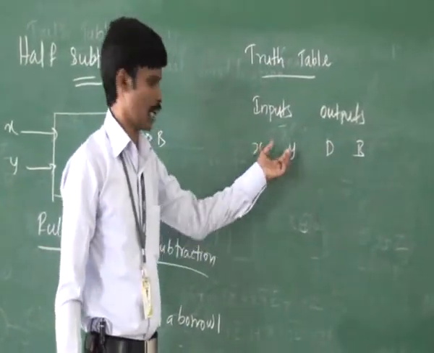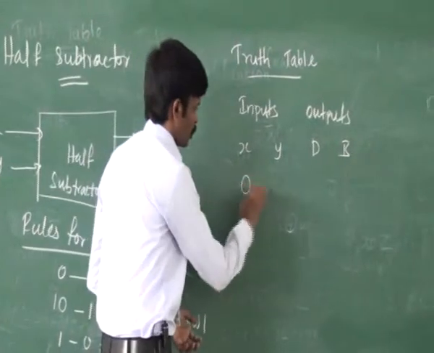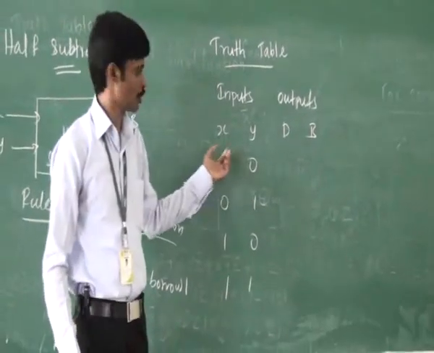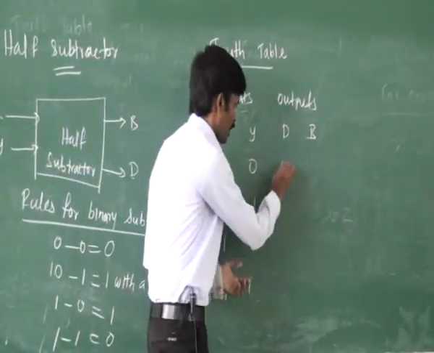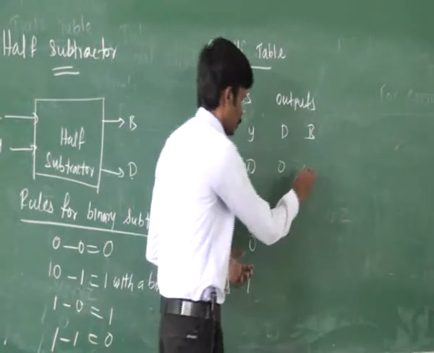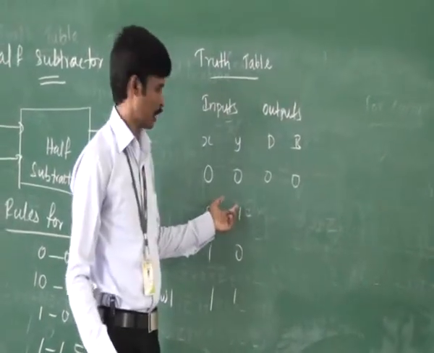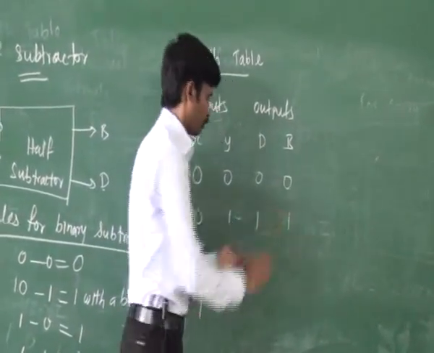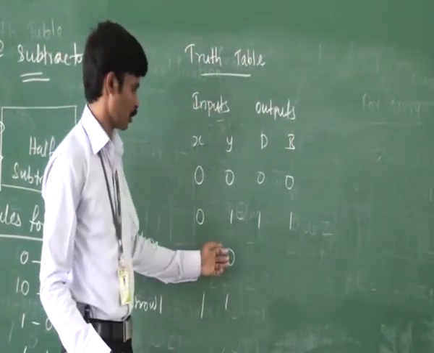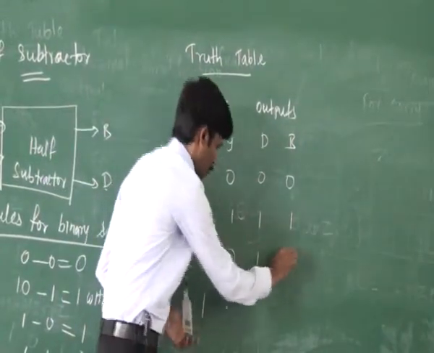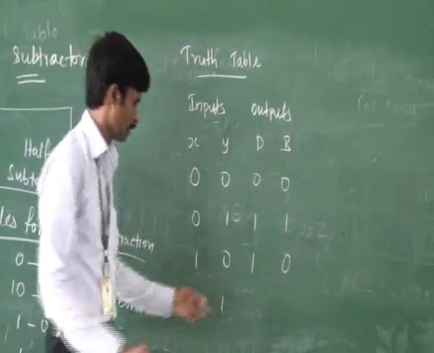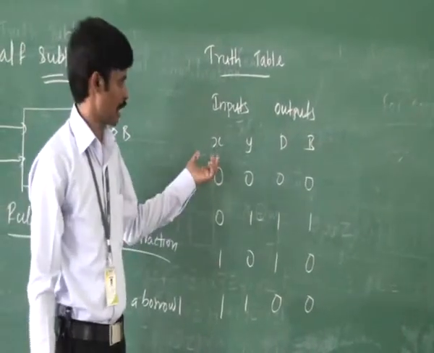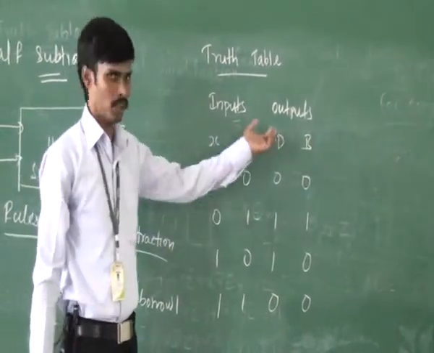Here we have two inputs, so there are four possible combinations: 00, 01, 10, 11. The first combination is 0 0, 0 minus 0. The difference will be 0. There is no borrow, so the borrow will be 0. The next combination is 0 1, 0 minus 1 is equal to 1. Then the borrow will be 1. The next combination is 1 0. Then the difference will be 1. Borrow will be 0. The next combination is 1 1, 1 minus 1 is 0. Then the difference will be 0. Borrow will be 0. Then from this truth table let us derive the Boolean expression for borrow and difference.